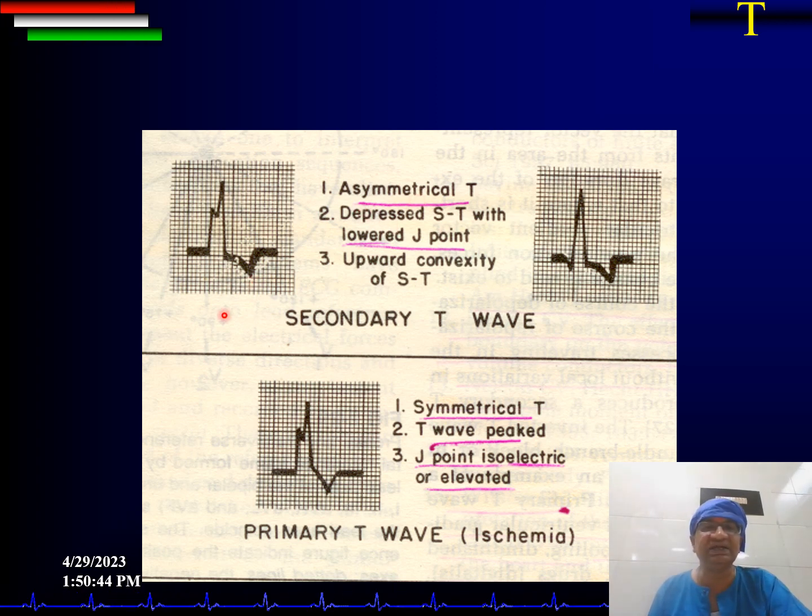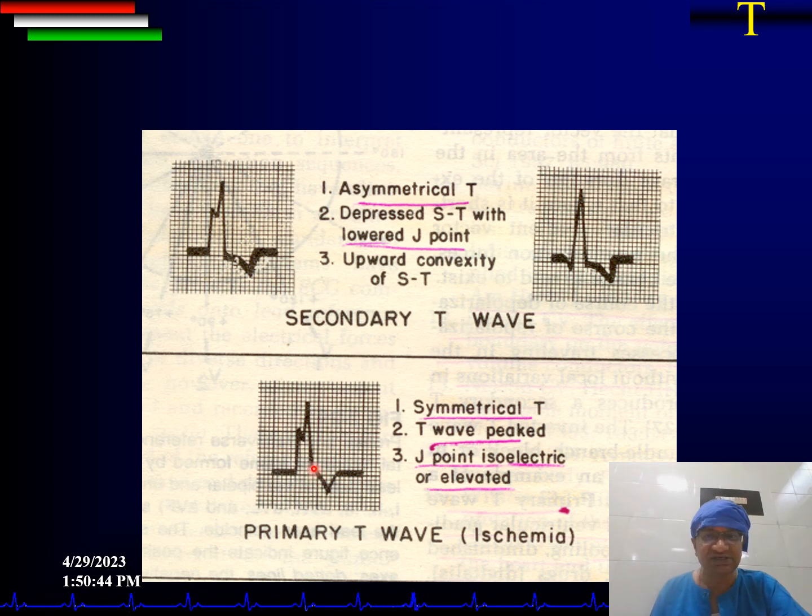Now, asymmetrical T wave inversion. See, for example, this angle is different from this angle. When it comes down, the angle is around 45 degrees. When it goes up, it is around 90 degrees. This is called asymmetrical ST depression. Lowered edge point, this is likely to be a secondary wave. The patient has an LVH, so this is secondary.